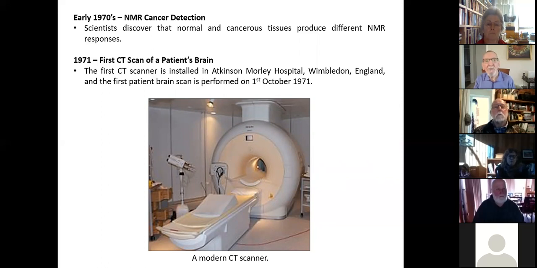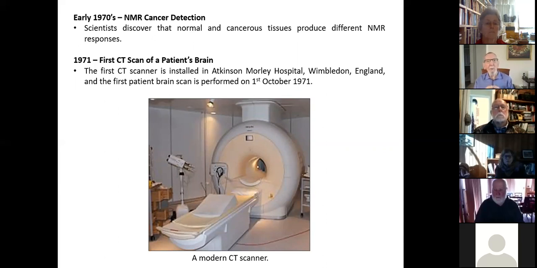In the early 70s, NMR, nuclear magnetic resonance, was used for detection of cancer. It was discovered that cancerous tissues and normal tissues produce different NMR responses. And as we've said already, this discovery went further, and we had the development of MRI from that.